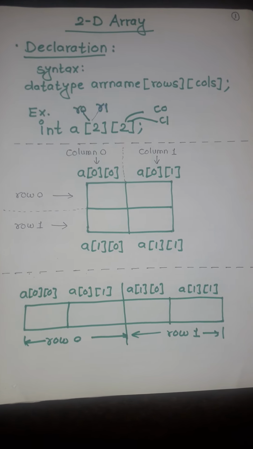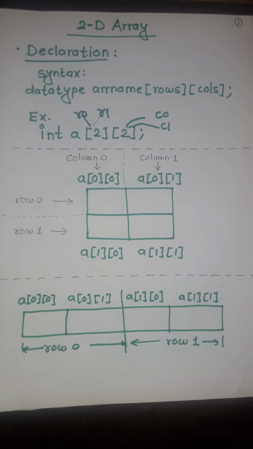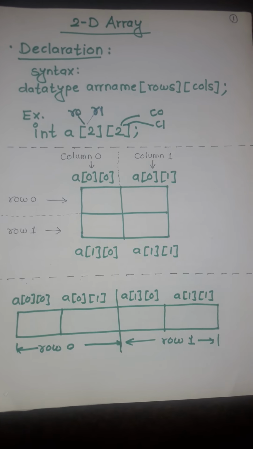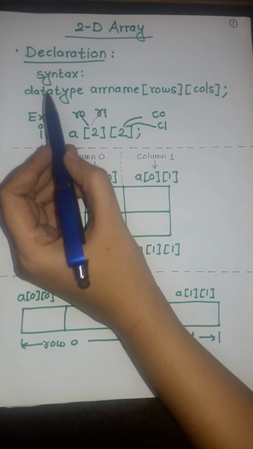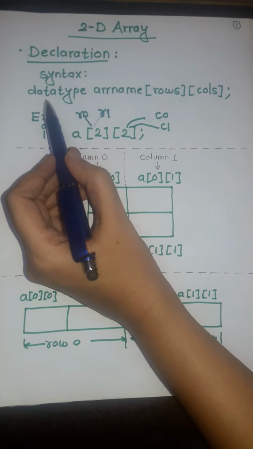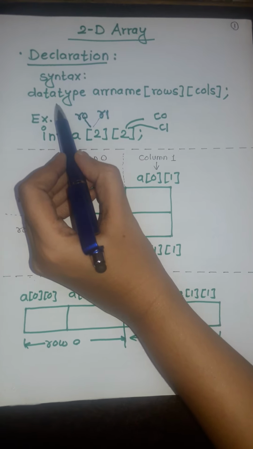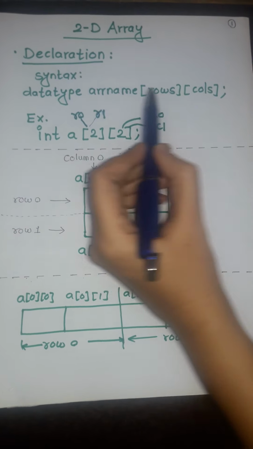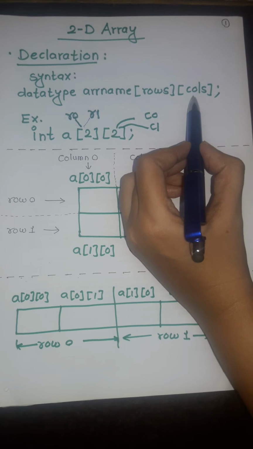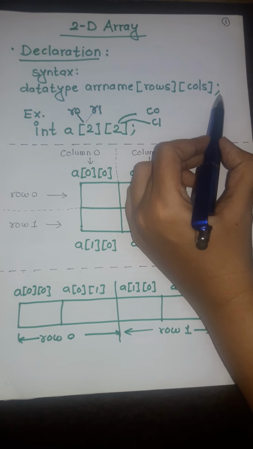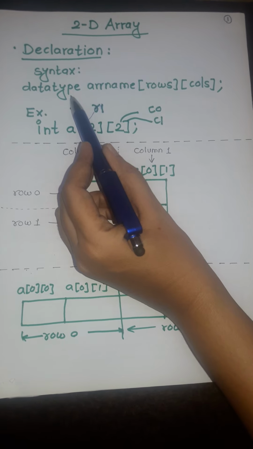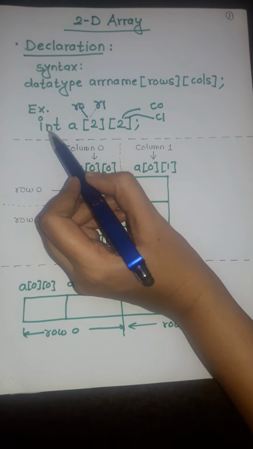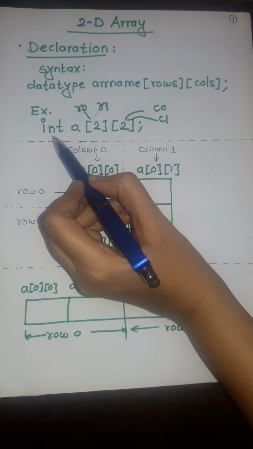As we know that every C variable must be declared before it is used in our C program, in the same manner a 2D array must be declared. So here is the syntax for declaration of a 2D array. Very first is the data type, then array name, then number of rows, number of columns, and it ends with a semicolon. Here data type can be any data type which is available in C. For example, I have taken integer as the data type.